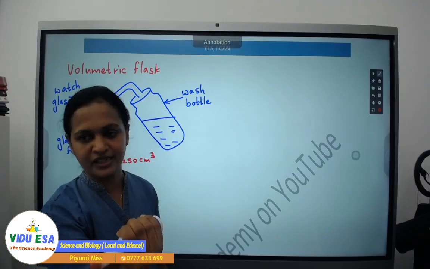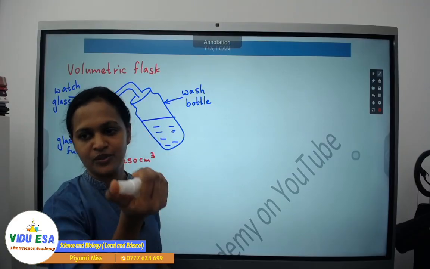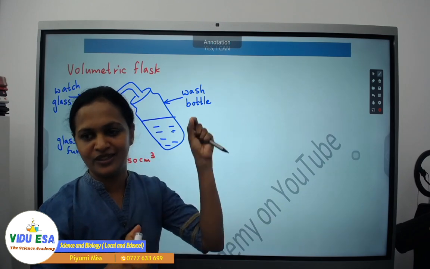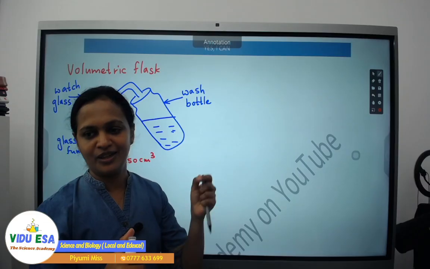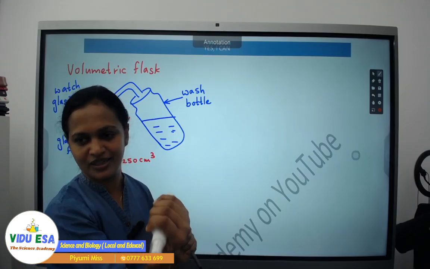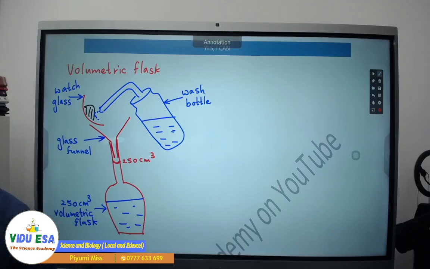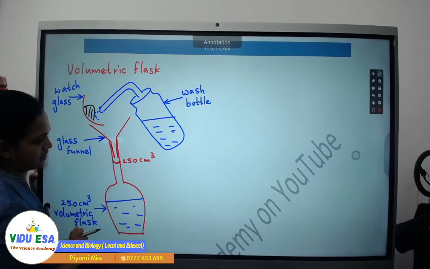We don't insert even a glass rod. The composition can be changed because some of the amount will be taken away by the glass rod, or something else can be added with the glass rod. So some people shake it like this, just to dissolve. Right? After dissolving, now the water level is somewhat here.